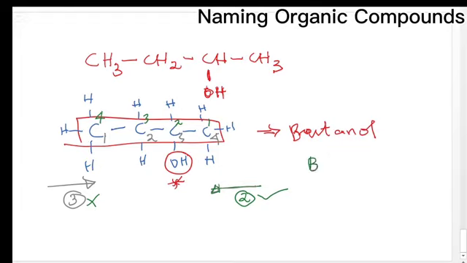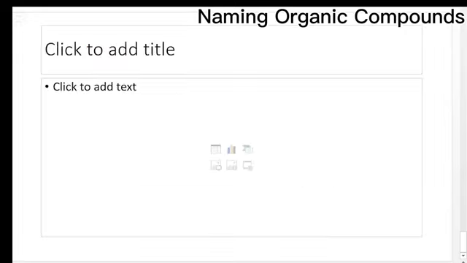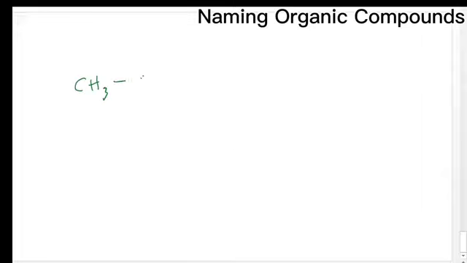So this is butan-2-ol. We also call it 2-butanol, because the position of the OH is on position 2. Okay, I hope that's clear. Yes, sir. Now consider CH3, CHOH, C, CH3, CH3, CH3.